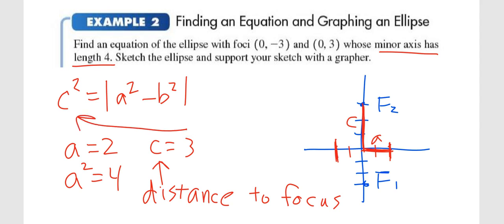All right, so what would you have over here on this side? 9. What do we have for A squared? 4. Okay, figure out what B squared is right now. Absolute value means distance away from. So can you think of something that's 9 units away from 4? 13 is correct. B squared is equal to 13.